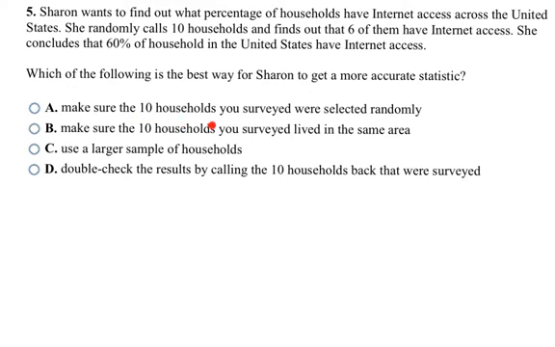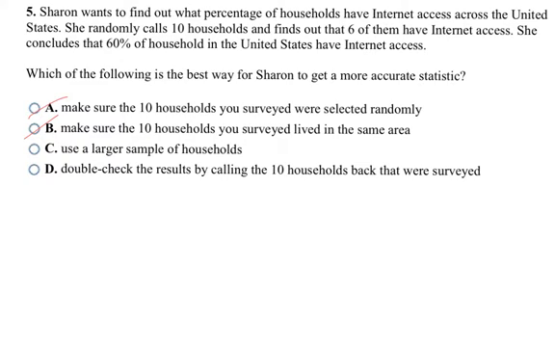B, make sure the 10 households you survey lived in the same area. Well, if you're going for across the United States, you want them to be randomly from all over the United States, so B is not a good option. C, use a larger sample of households. Yeah. Calling more people is better than making sure that just 10 of them were selected randomly. So because this is such a small number and C is a larger sample, that's why C is better than A.